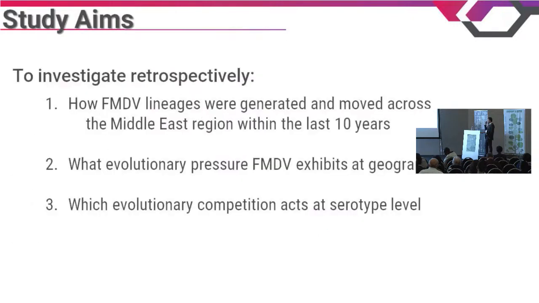So the idea of this study is to retrospectively investigate how these lineages are moving around across the region, taking as an example the last 10 years, starting from 2004, and to try to understand what evolutionary pressure FMD exhibits at the geographical level, and which kind of evolutionary competition is acting at the serotype level.